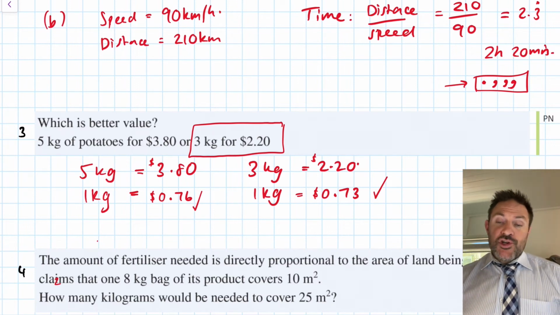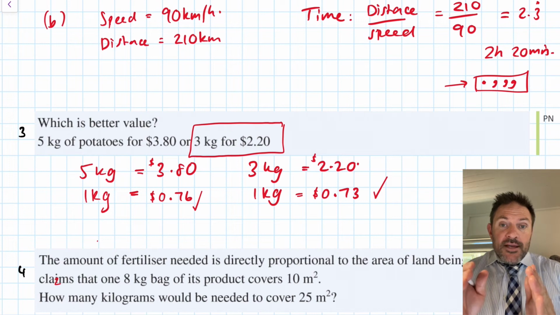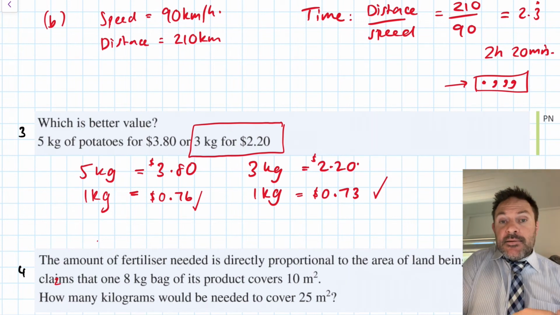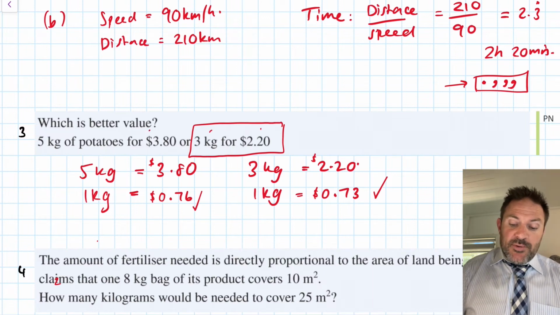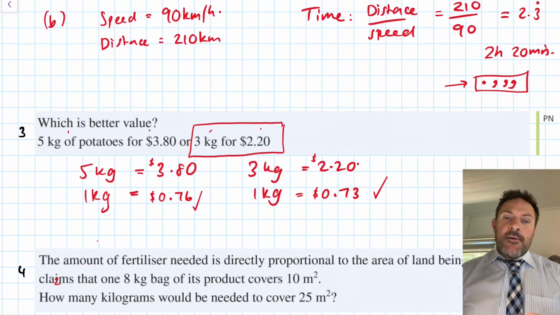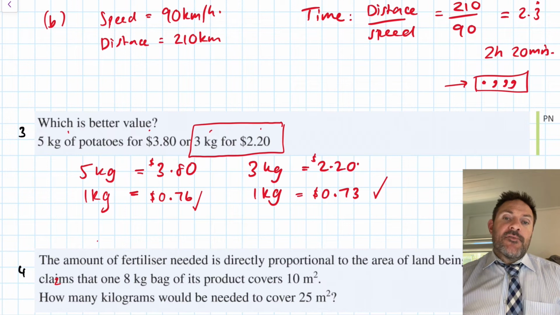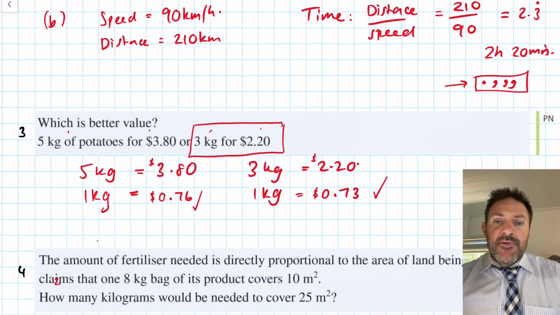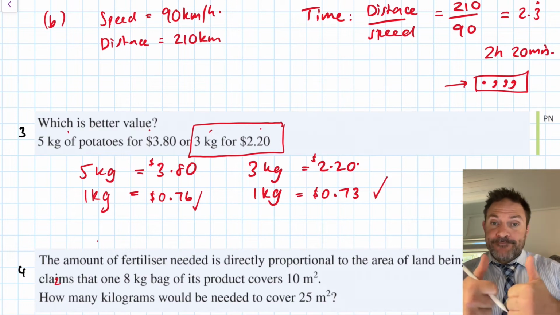If you wanted to, you could try and find what $1 would buy. And in that case, you're looking for the biggest amount. And so you divide both sides by $2.20, both sides by $3.80. But I find it a little bit easier to look at for the most expensive or the cheapest. It makes a little bit more sense in my head, but both ways will work.